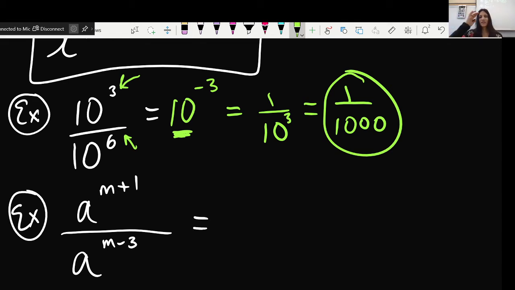I'm going to go through this first one with you. First of all, what's the base? What's the base going to be in the answer? It's going to be an a. At the top, we have m plus 1. What do I do with the m minus 3? Yeah, if I'm going to subtract something with two terms, like m minus 3, I need to make sure that there's brackets there.